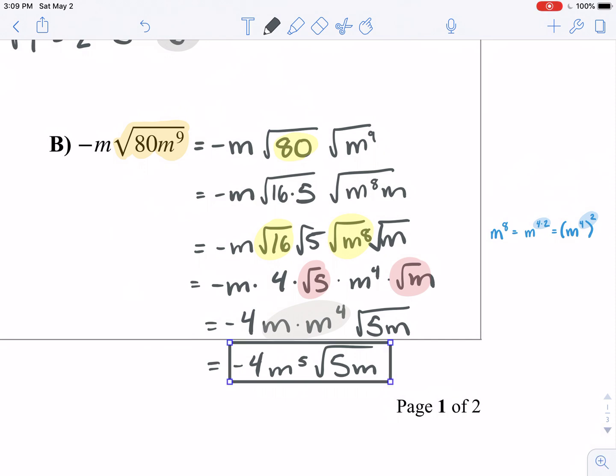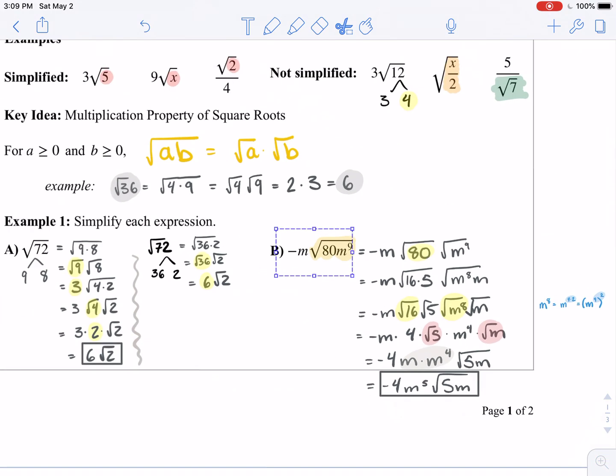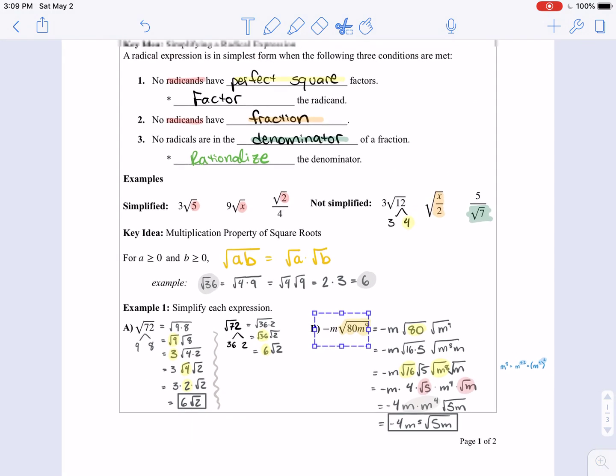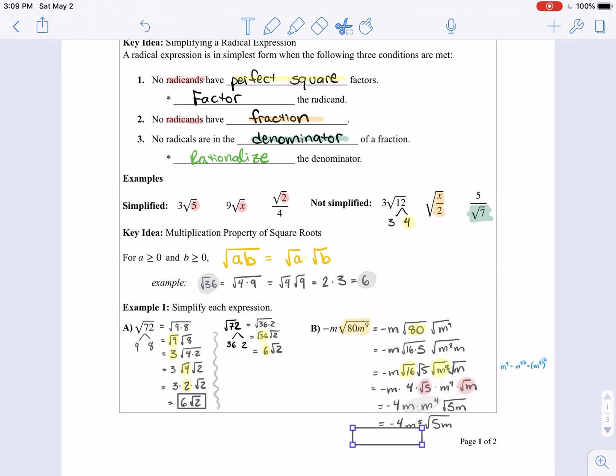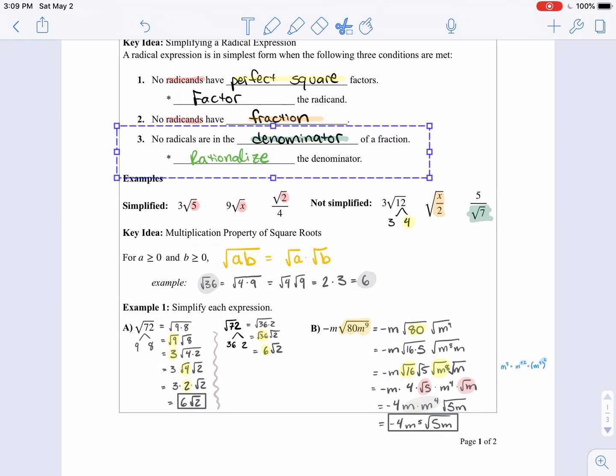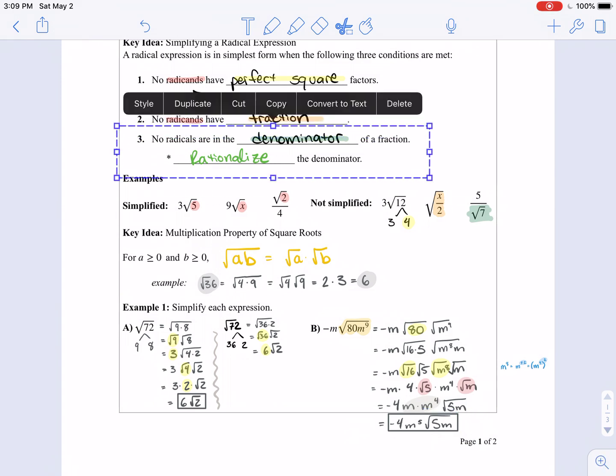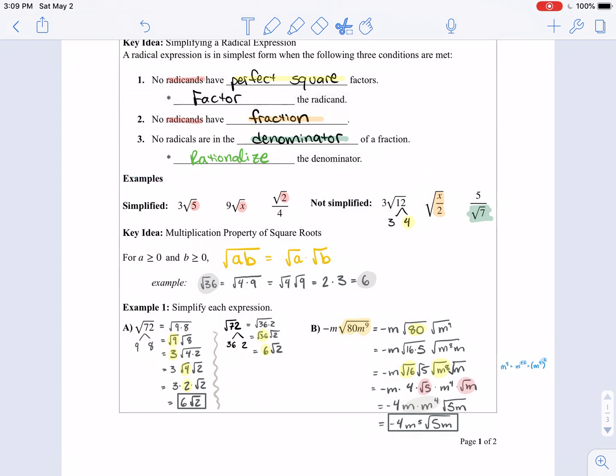Now for some people, you might argue, hey, that doesn't look any more simple than our original problem. But let's check our three conditions and see if they're met. Do we have any perfect square factors under our radical? Whoops, we don't. Do we have any fractions? No, and therefore our denominator is rationalized. Okay, now that's the first step. That's our first condition met.